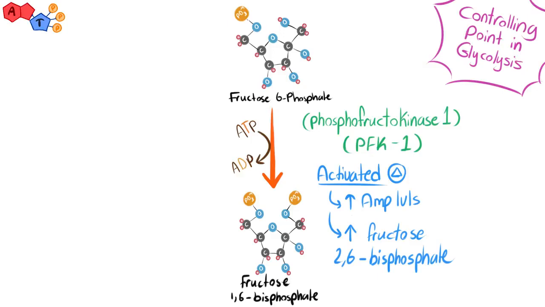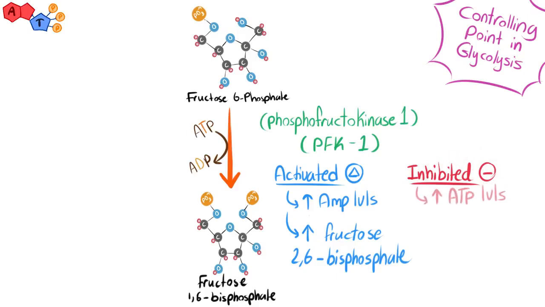Phosphofructokinase 1 can be inhibited in two ways. The first is when the levels of ATP are increased, which is an indicator of increased energy levels in the cells. The second is by increased concentration of citrate, which is a product of the second stage of cellular respiration, which also indicates high energy levels, as we are going to see in future videos.